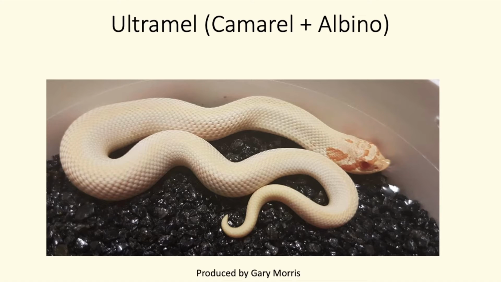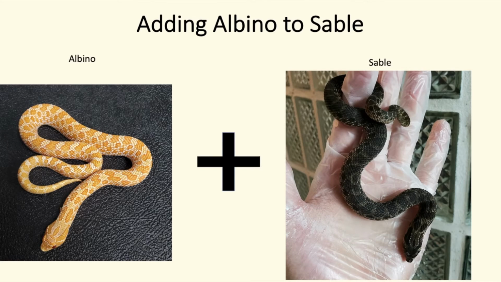And then when you take it a step further, you get the caramel albino super Conda. You get a total patternless snake other than the head stamp. And like I said, the caramel gene reduces the head stamp, so you can see it has very little head pattern. I really like this version of the Super Conda morph. I think it's very unique. Also produced by Gary Morris.